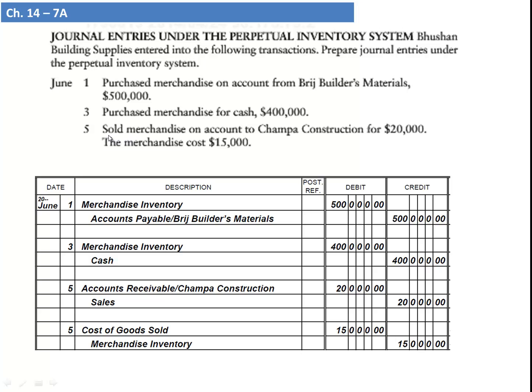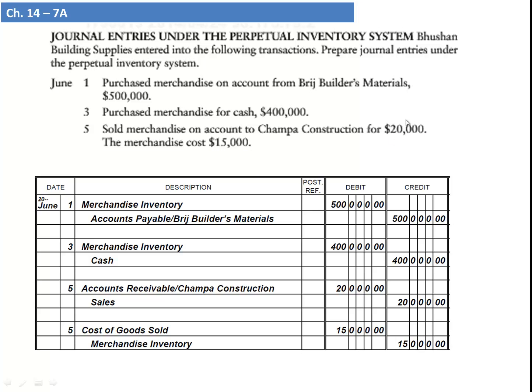Then this is where we have to do 2 journal entries. Anytime we sell merchandise or anything is returned, we have 2 journal entries. We have to record the sale, and then we have to update our merchandise inventory and cost of goods sold. So we sold merchandise on account for $20,000. The merchandise cost $15,000. And this is where you have to keep the dollar amounts separate. We paid $15,000 for the merchandise, and then we turned around and sold it for $20,000.